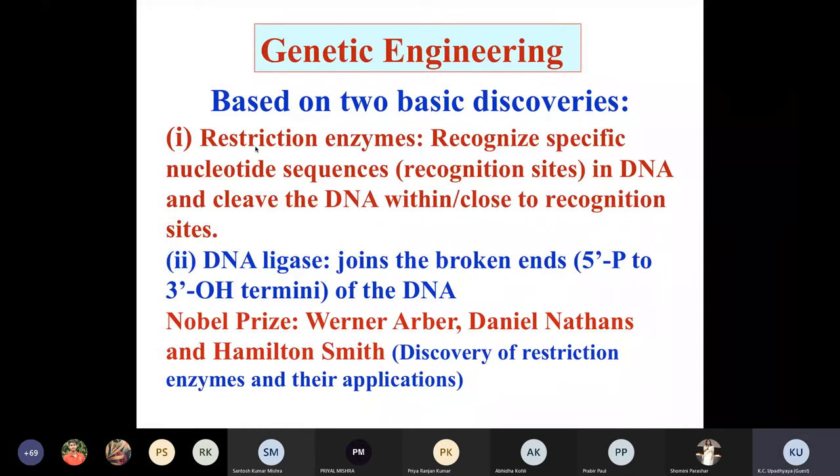Later on, it was found that restriction enzymes have various categories, but the enzymes which you use in genetic engineering are class 2 enzymes. Of course, it recognizes specific nucleotide sequences, and then it cleaves DNA within or close to the recognition site. So they have a recognition site in DNA, and then there is a cleavage. So there are two things: one, the restriction enzyme recognizes the sequence, and then it makes the cleavage. Cleavage can be staggered, or cleavage can be blunt.